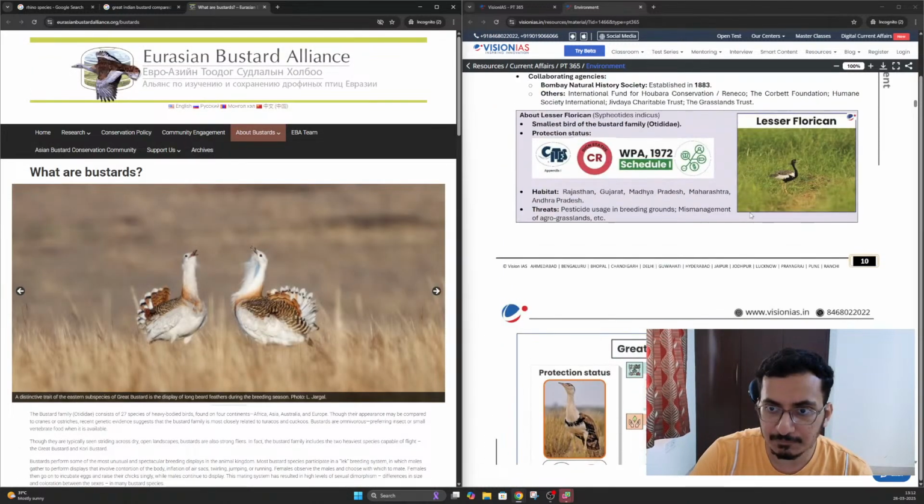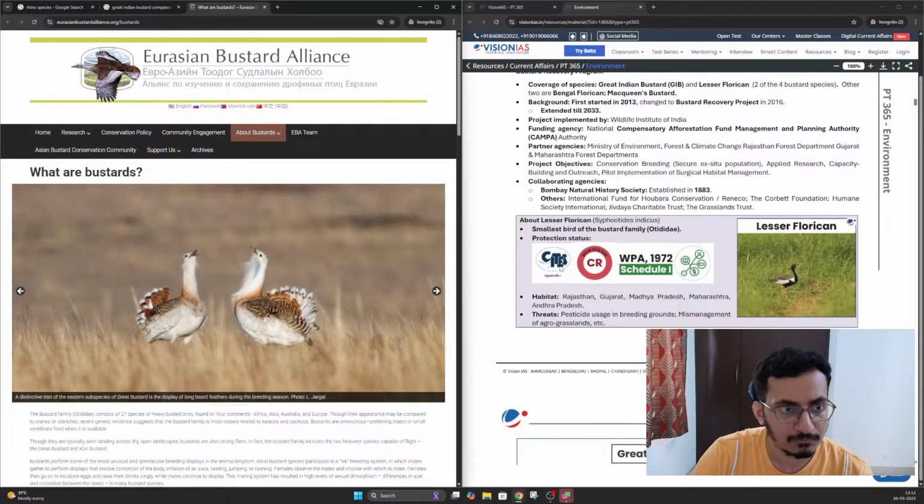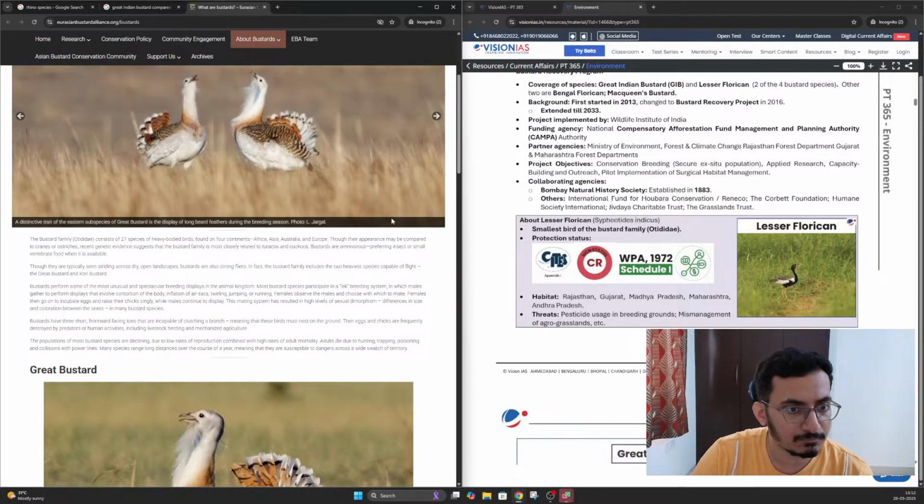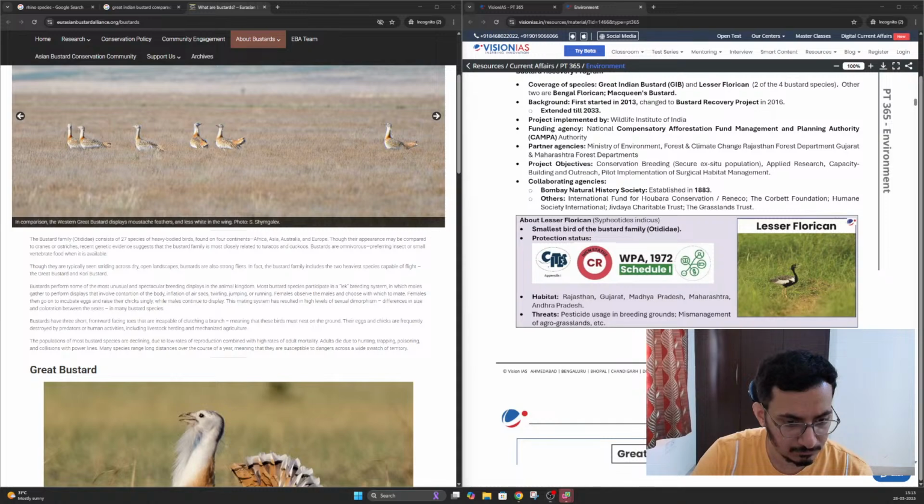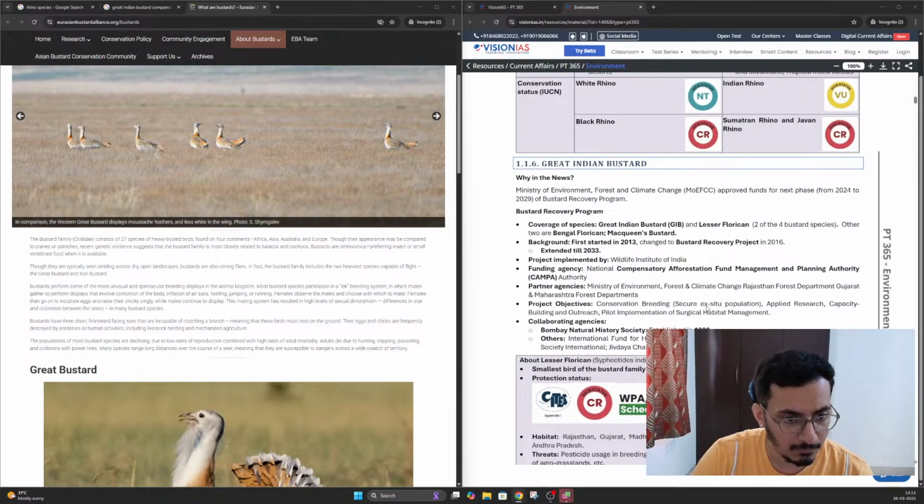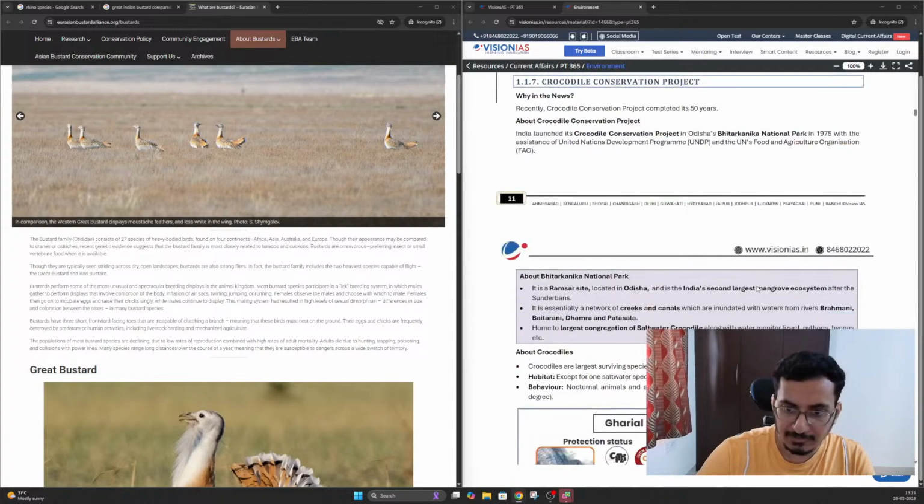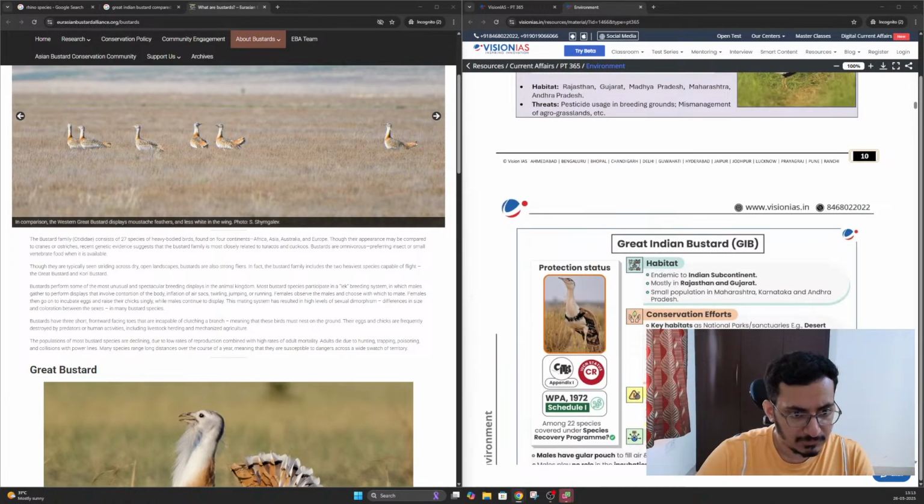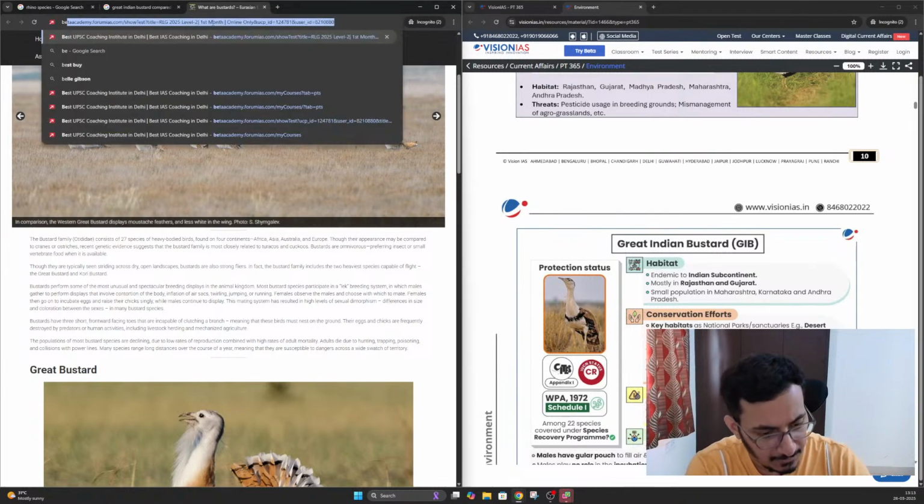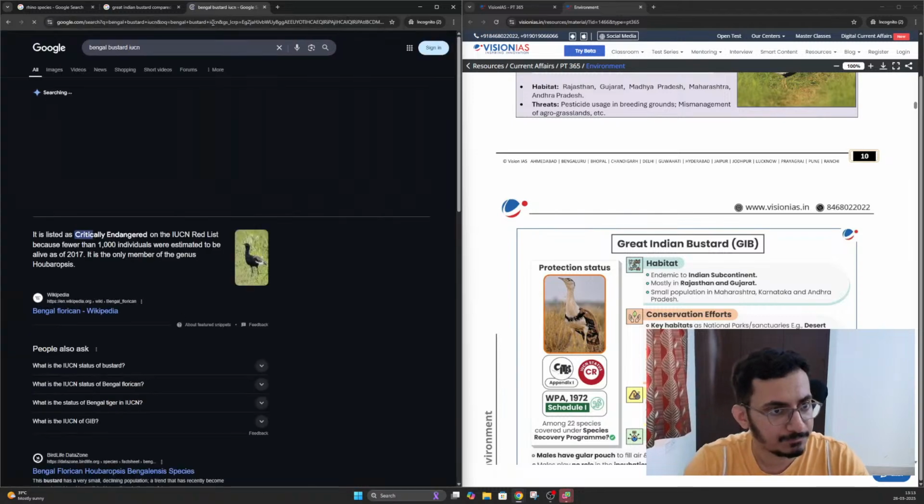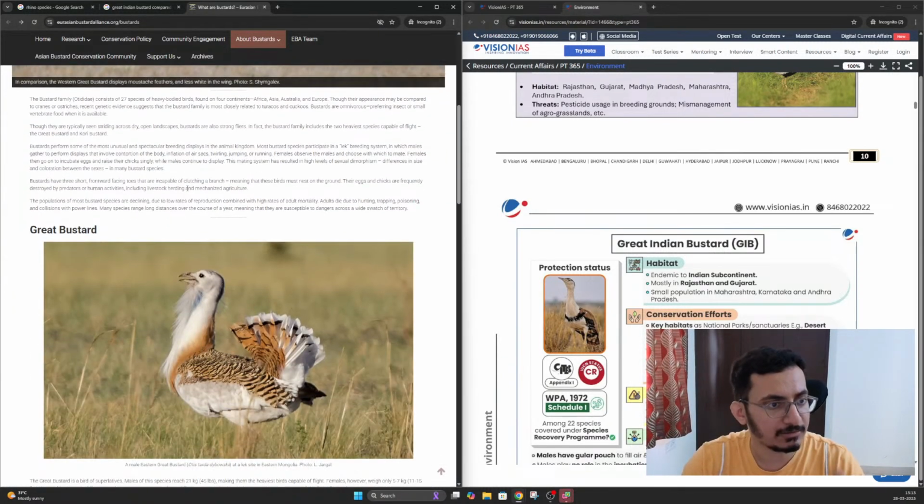Bengal Florican is the second one. Lesser Florican is the third one. I believe all three of them are critically endangered. Give me a second. Bengal bustard, are you seeing? Yeah, it is critically endangered. I remember doing this last year for current affairs.